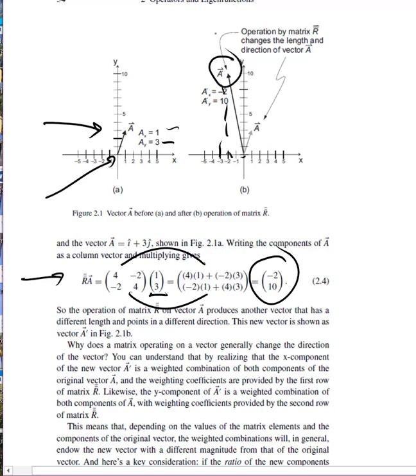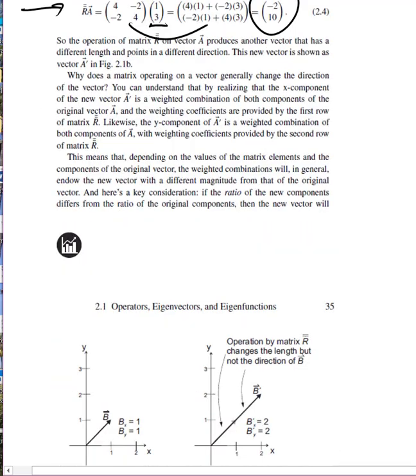That's this guy, which I called A prime. So look at what applying our matrix to this vector did. It not only changed the length of the vector, small to big, it changed the direction of the vector. And in general, that's true. Pick a random vector and a random matrix, chances are applying that matrix to the vector will produce a new vector with a different magnitude and a different direction. And why does it do that? A little explanation here.